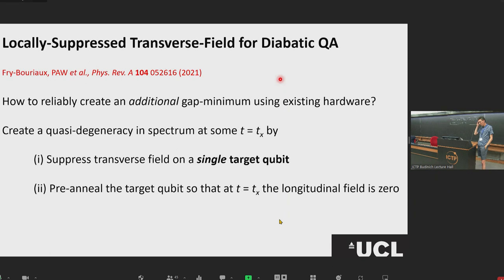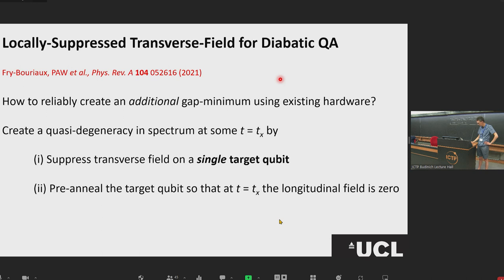Okay, so the question is, how do we reliably, in inverted commas, create this additional gap minimum, ideally using hardware that we have available to us today? And in this paper by Louis Fry-Burio and colleagues, we achieve this, at least heuristically, by creating this quasi-degeneracy in the spectrum at some value of time during the anneal, which we call Tx. And the way we do that is by suppressing the transverse field on a single target qubit that's part of your problem. And then we pre-anneal the target qubit so that its longitudinal field at this time Tx is zero.